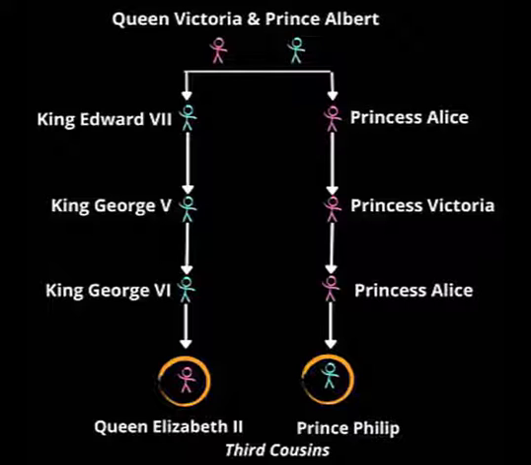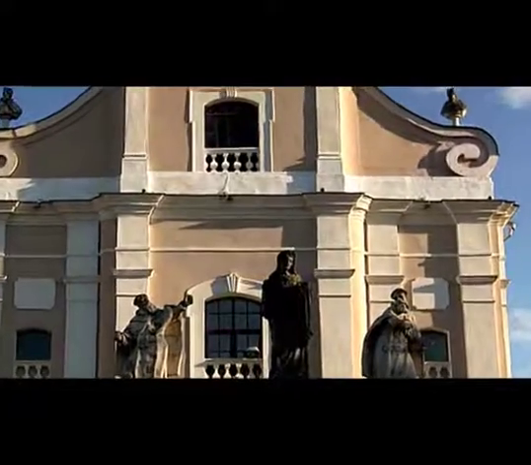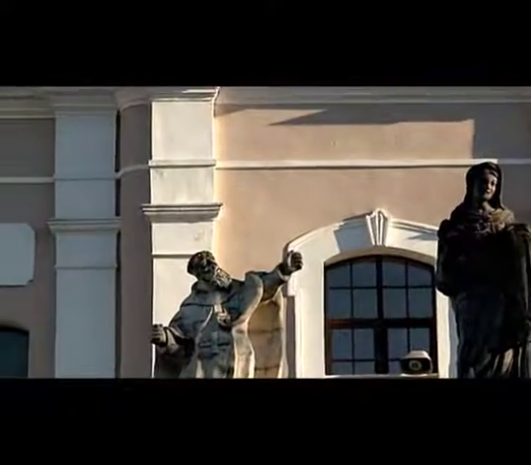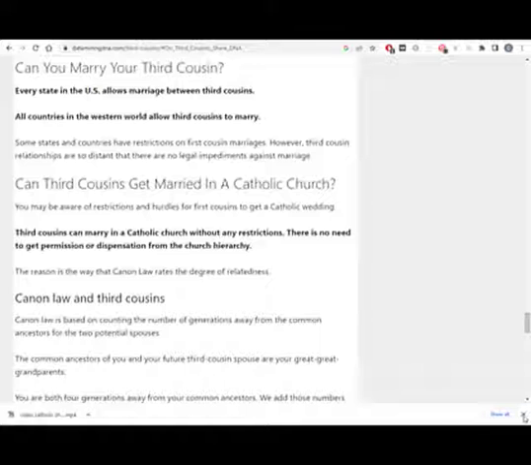The marriage between third cousins is legal in every country, but you may be wondering if third cousins can get married in a Catholic church. The Catholic Church certainly does have restrictions on some cousin relationships. However, third cousins are considered to be so distant that there are no restrictions. You don't need to get permission from a bishop, dispensation from the Pope, anything like that. Third cousins can marry in the Catholic Church.